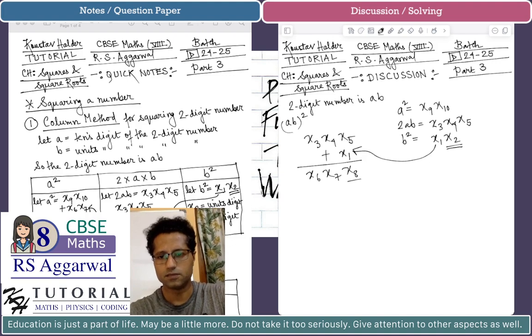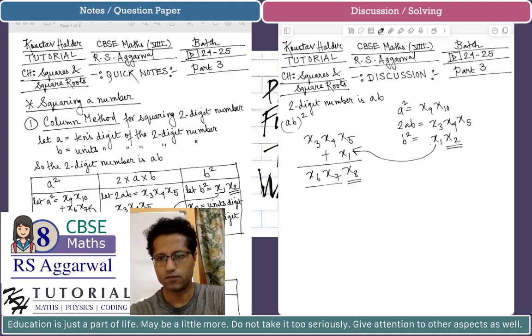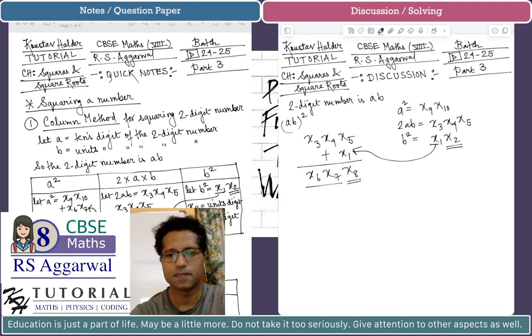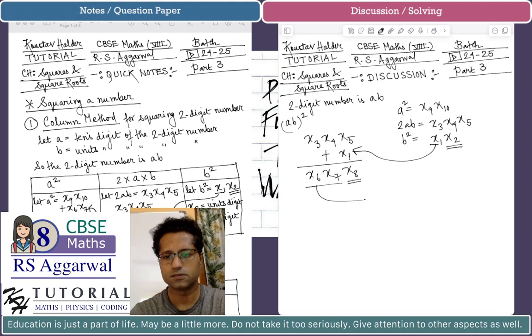We will need this x8, so I am highlighting it with a double underline. Now whatever is left over: for b square, x1 was left over, that is, we added x1 with the value of twice of ab. After the addition, if the value is of three digits, the digit at the units place, x8, we will need. Except the digit at the units place, the remaining digits, x6, x7, we will add with the value of a square.